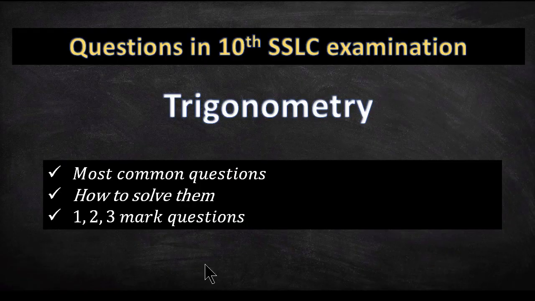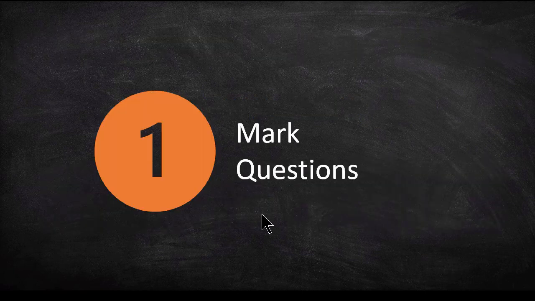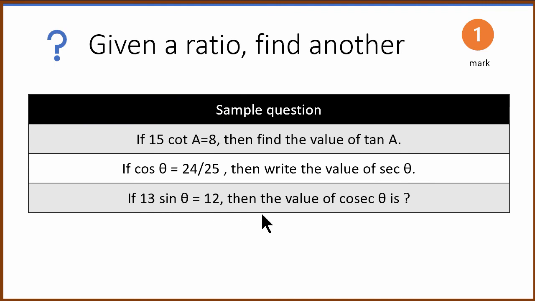Now let's look at the questions that come in the examination. From the trigonometry chapter, in the examination, you get 1 mark, 2 mark and 3 mark questions. We will look at all 3 different types of questions and let us see how to solve them. First, let's look at the 1 mark question. There are 3 kinds of 1 mark questions that you see in the examination. Let's look at each of them.